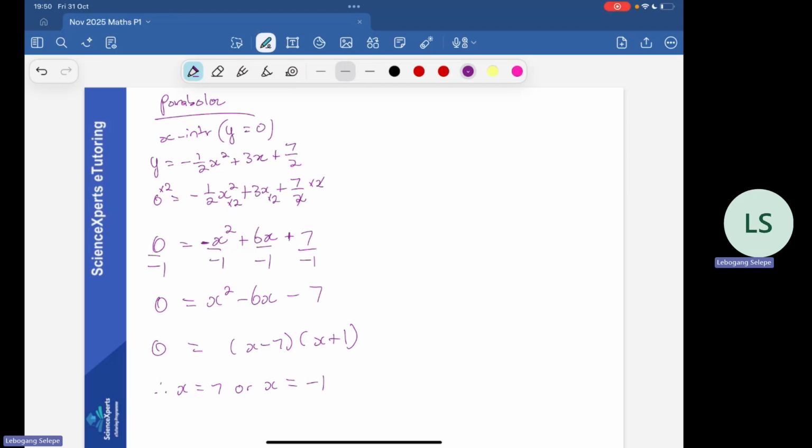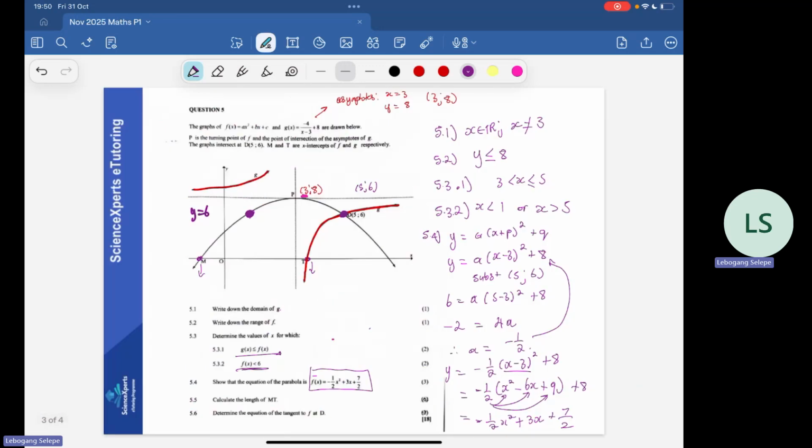Which one is which, right? So which one is the coordinates of M? It's going to be the minus 1, right? So the coordinates of M here would be (minus 1, 0). Now let's go find the coordinates of T, right? The coordinates of T, it's the graph of g of x. We equate it to 0 so that we can find the x value.